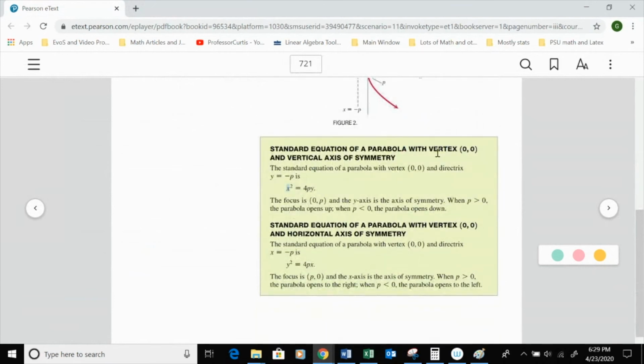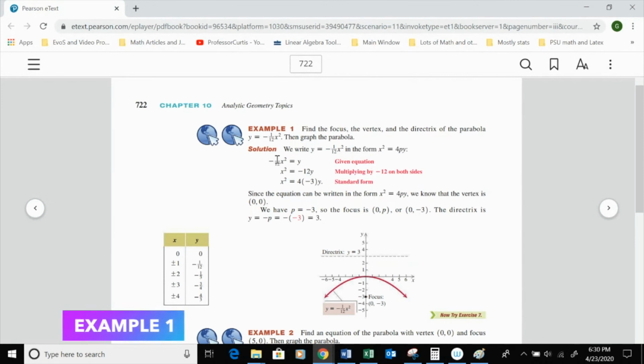The vertex is 0, 0, and you go up and down, or the vertex is 0, 0, and you go horizontal left to right. They show you a few examples. So here is a very small value of p, or is it? If you look at this, you say, yeah, y equals negative. No, that's not what the formula was. Look at this. There's a y, and then there's something times the x squared.